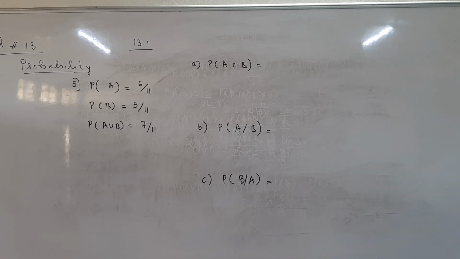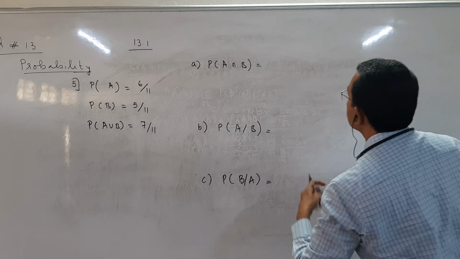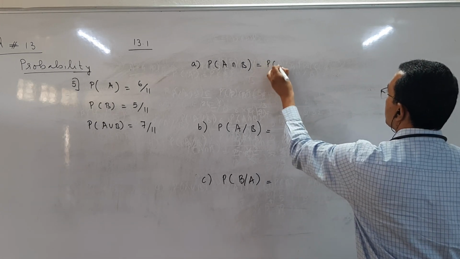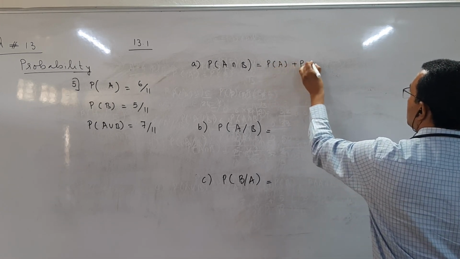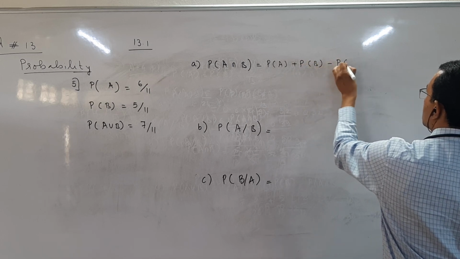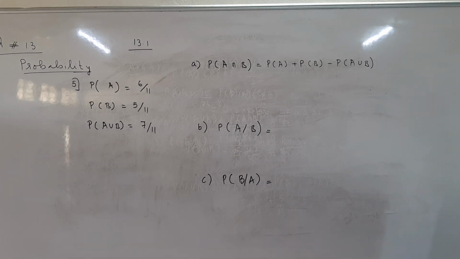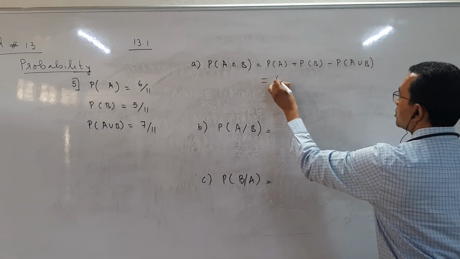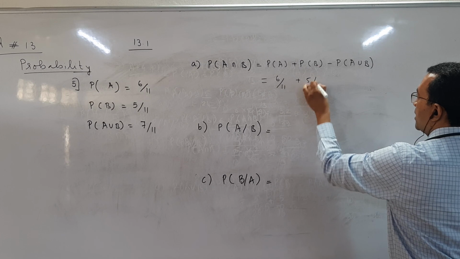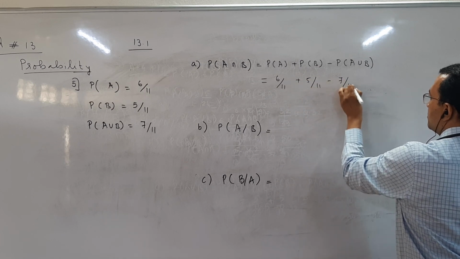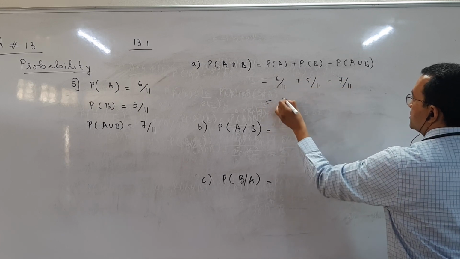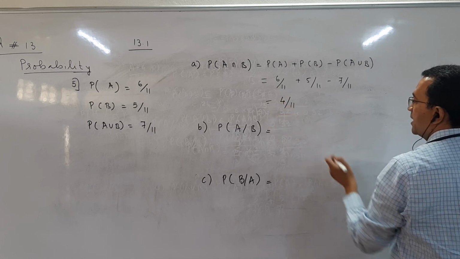So students, in this type of sums, union intersection can be interchanged. This we remember. So probability of A union B, then here intersection. Probability of A intersection B, then here union. So 6 by 11, 5 by 11, 7 by 11, 11 minus 7, so this is 4 by 11.